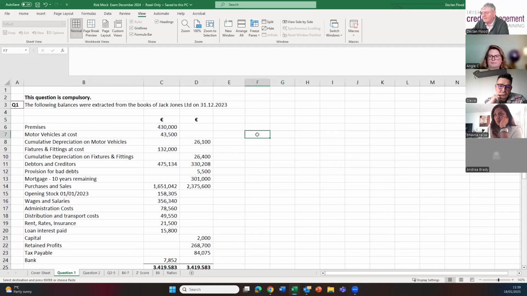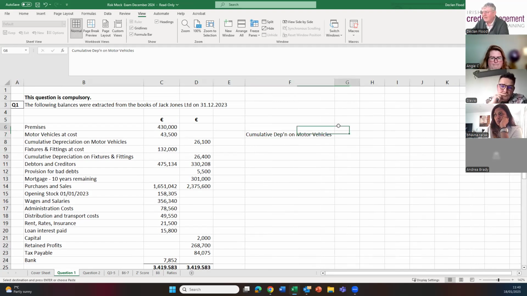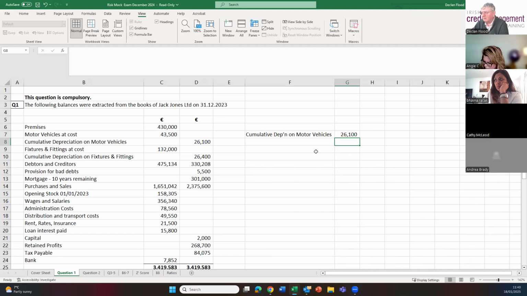So probably the easiest way to do it is to just start with your cumulative depreciation on motor vehicles. Now, in terms of getting into debits, credits, and all that good stuff, I suppose if you're heading for distinction or whatever, well and good. So your cumulative depreciation on motor vehicles, the figure is there in your accounts. So plus that is your depreciation on motor vehicles. So depreciation currently is 26,100, right?